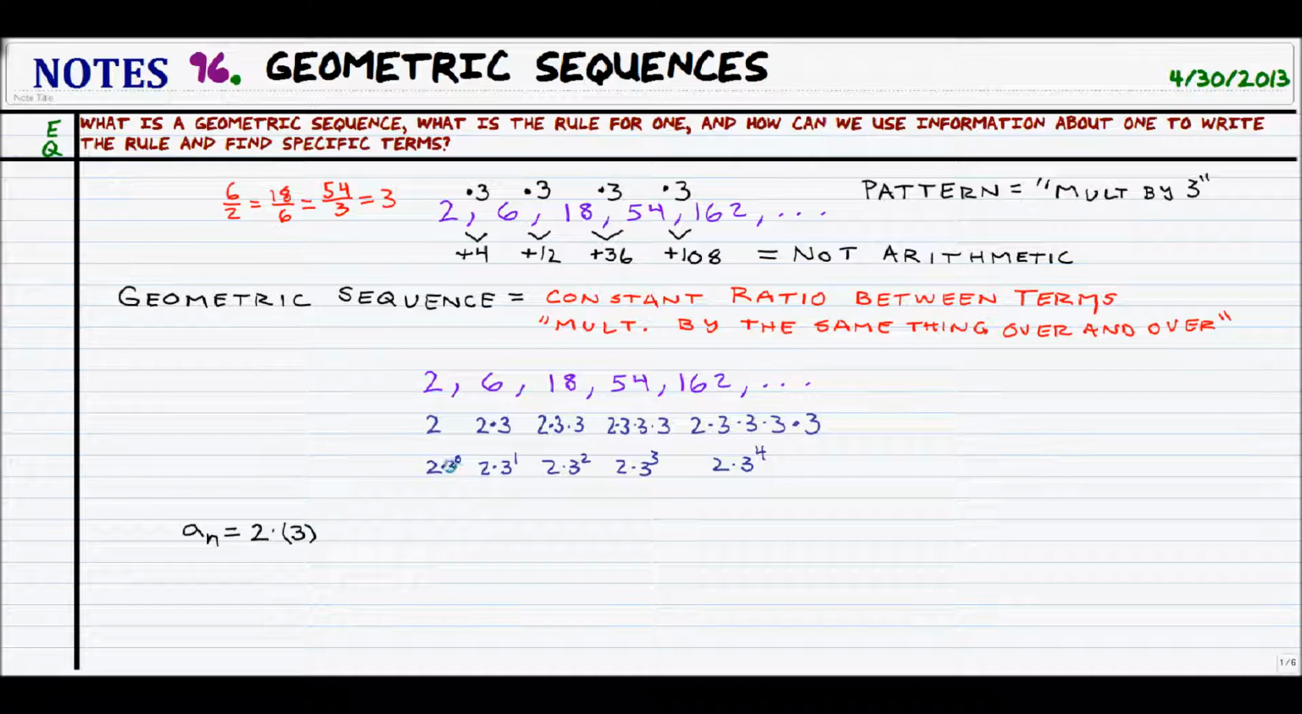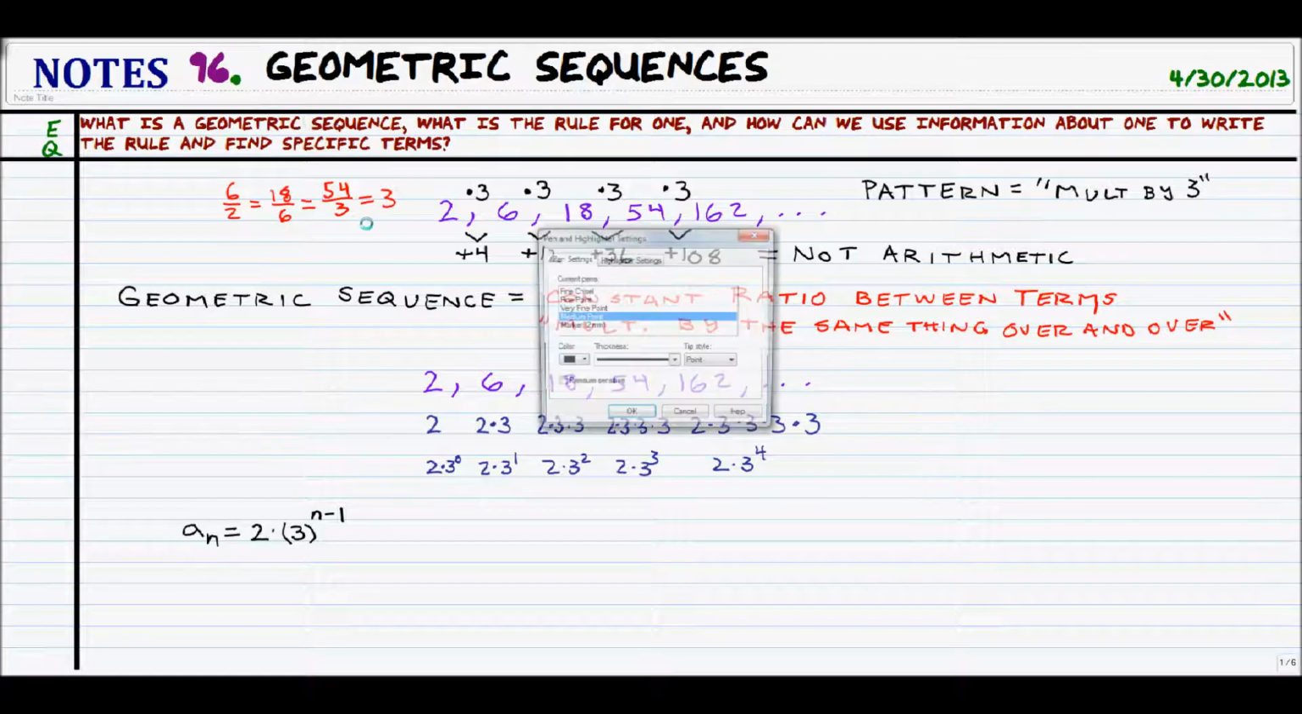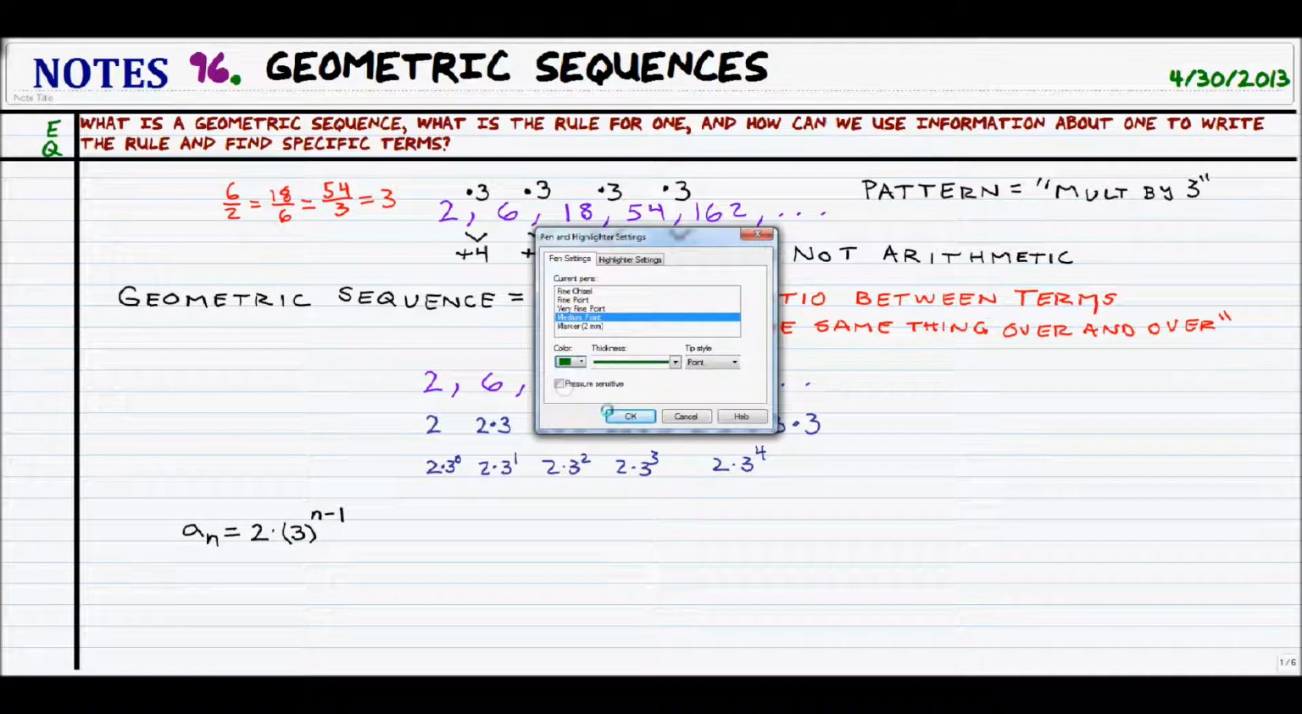And now if we want this pattern to develop of powers 0, 1, 2, 3, 4, since a sub 1 would give us n equals 1, we have to start with n minus 1 as our power. So that way when we find a sub 1, we'll have 2 times 3 to the 1 minus 1, which would be 2 times 3 to the 0. And so as you look at this, you'll notice that this does in fact generate the terms of the sequence. 2 times 3 to the n minus 1 is in fact our rule for the sequence that we've looked at here.